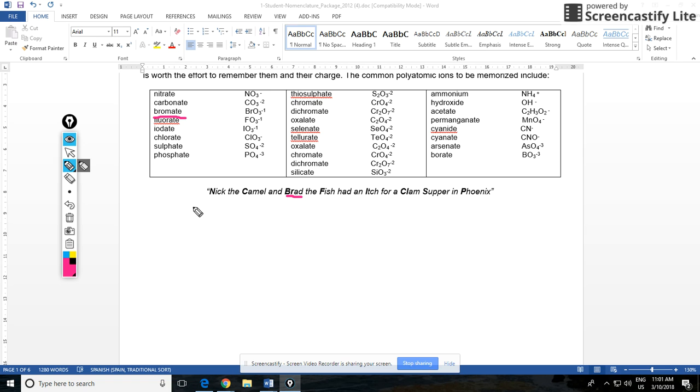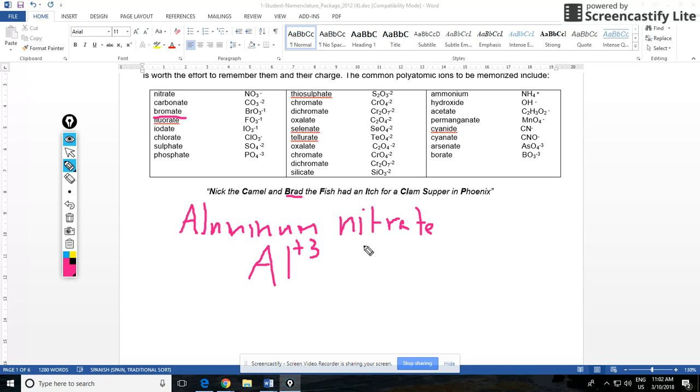We'll do an example where you have a name and you need to make a formula. So let's say you had aluminum nitrate. You're going to follow the same steps that you would if you had a regular ionic compound. You start off by writing the charges of the elements side by side. Here we have aluminum metal, and you know it's in group 13, so it would have a charge of +3.